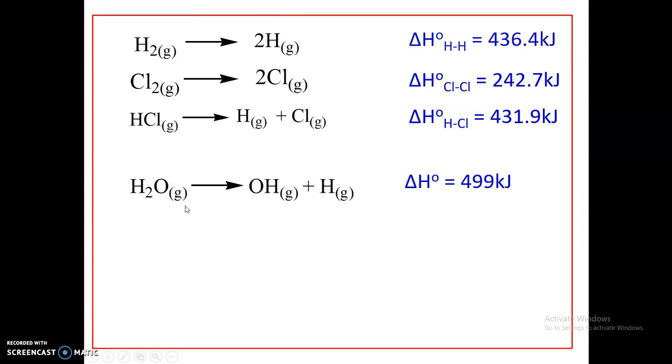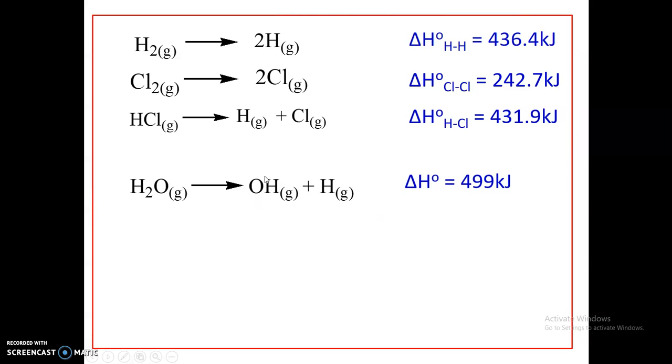Now consider a polyatomic molecule like water. In water there are two OH bonds, and breaking of the bond between oxygen and hydrogen takes place in 2 steps. In the first step, out of 2 OH bonds, 1 OH bond is broken, and H2O vapor is converted into OH plus H. The energy required to break the first OH bond is 499 kilojoule.